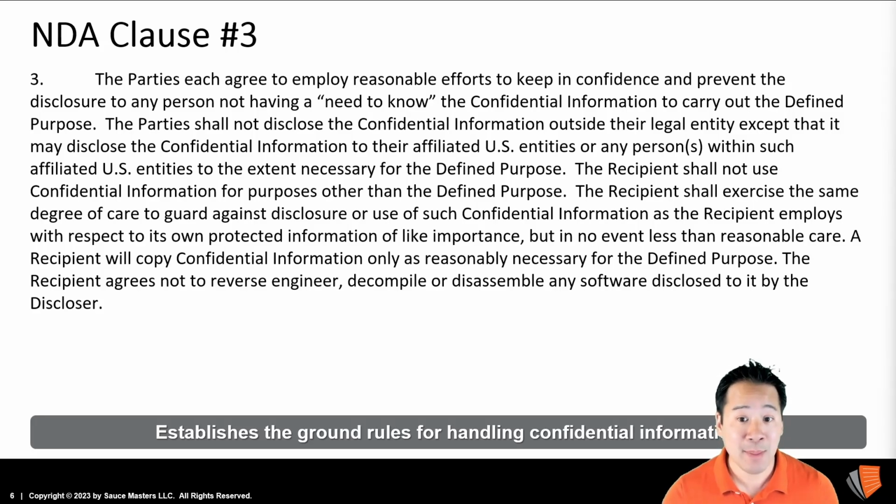And should they need to make copies, they can only do so if it's absolutely needed, and again, to meet the purpose. And they can't try to figure out, if there's software involved, how it works, by taking it apart or analyzing it. That's a lot, but that's what this clause says.